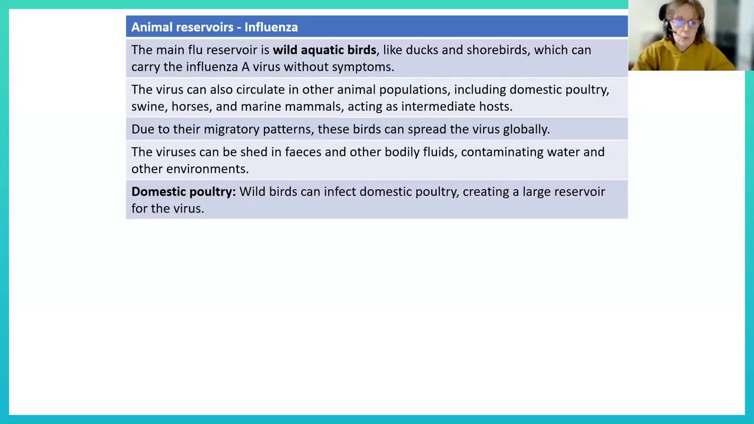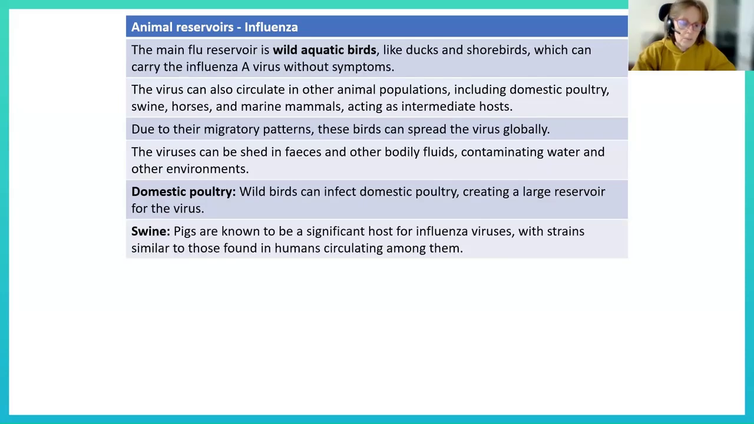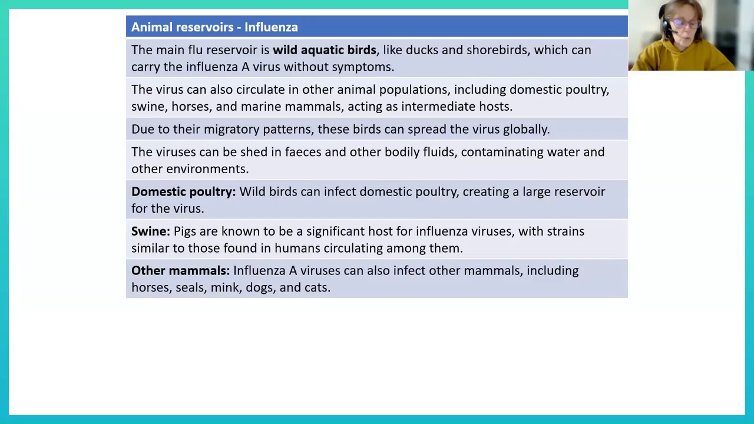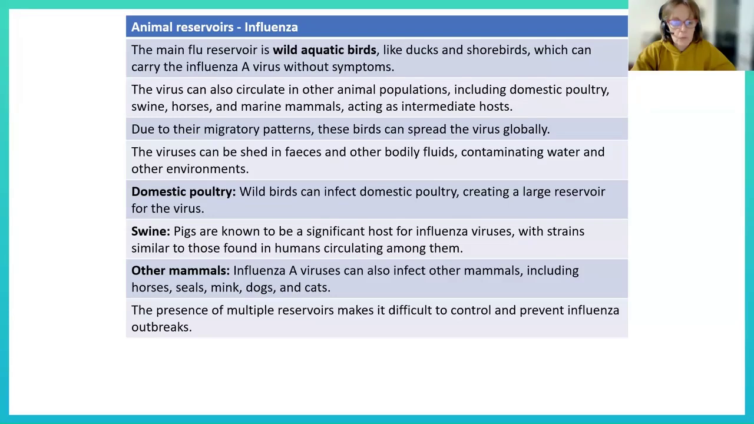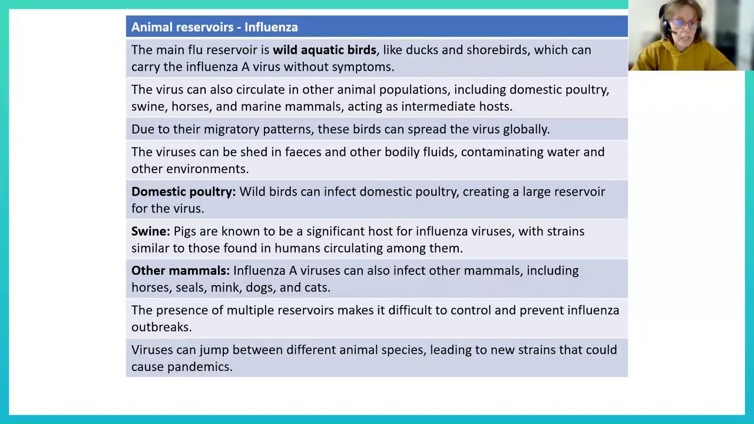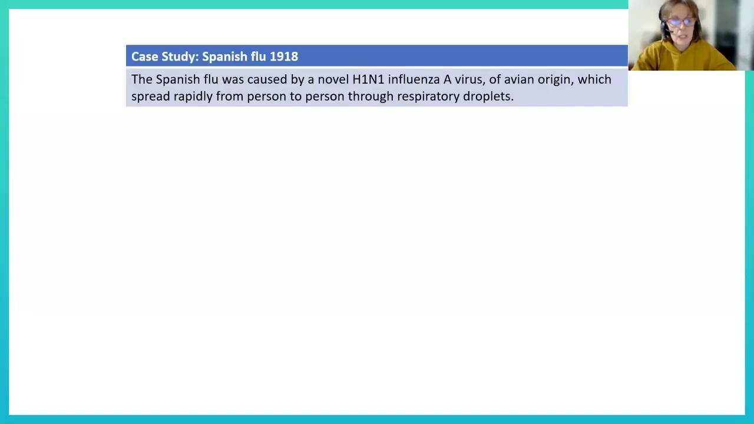We can control the domestic vector of flu, and if it gets into pigs or other farm animals, we can control it by basically just killing the farm animals. But obviously it's horrible for the animals, and it has huge financial cost as well. Also, domestic pets like dogs and cats can catch it. So there are multiple reservoirs of flu once it gets out of the natural reservoir, birds, and it can be extremely difficult to control. This particular virus and several others can jump between animal species, and you end up with new strains that can cause pandemics, which is a concern.